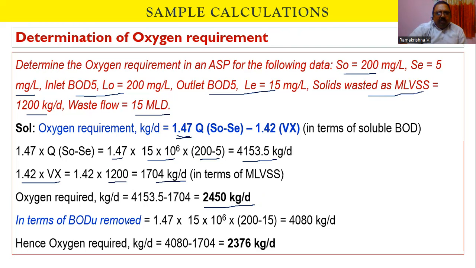So now in terms of ultimate BOD removed, instead of soluble BOD, if we consider only the 5-day BOD, how much is going to be the difference here? It comes out that the first term will be 4080 kg per day instead of 4153.5 kg per day. And oxygen required will be the difference of these two terms. It is around 2376 kg per day.